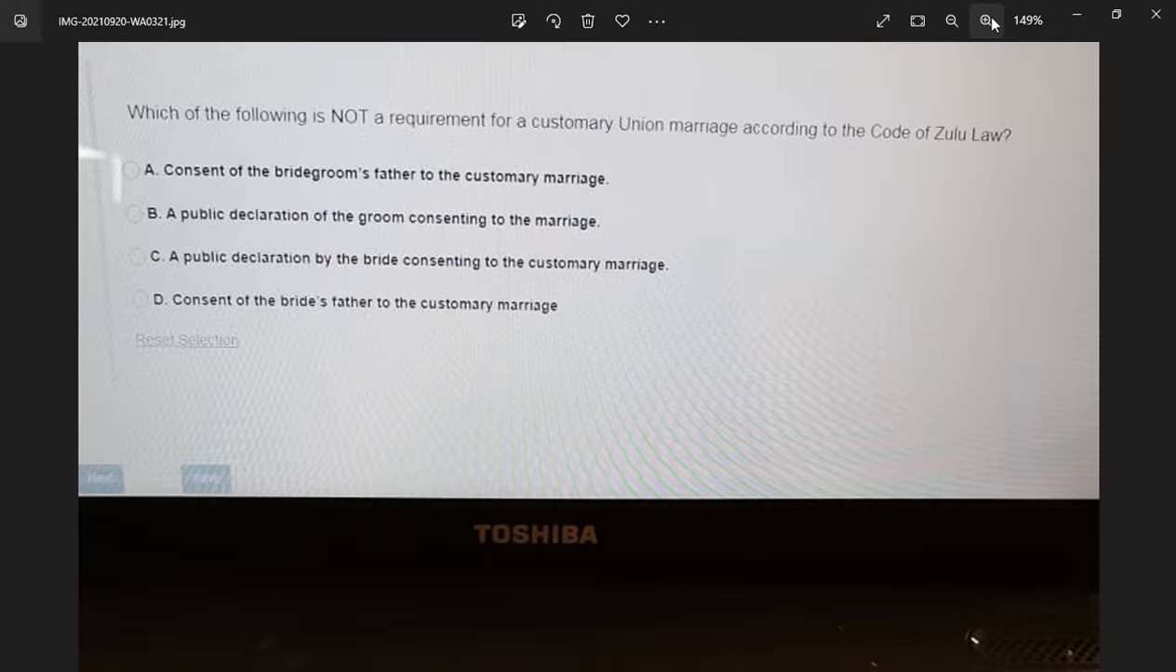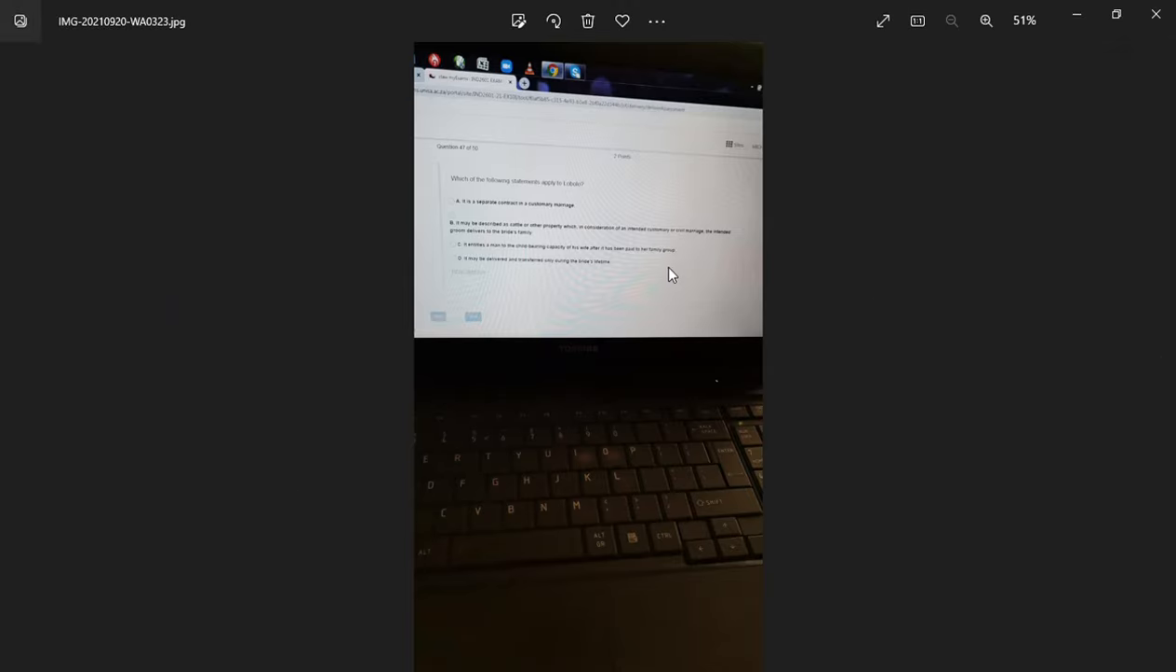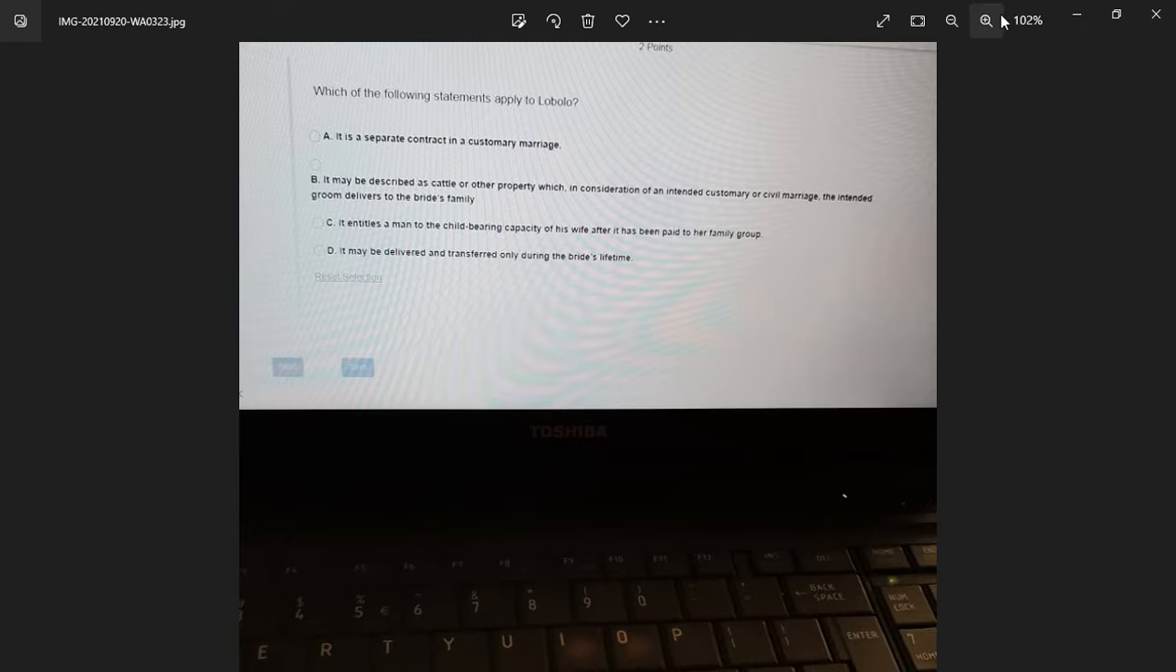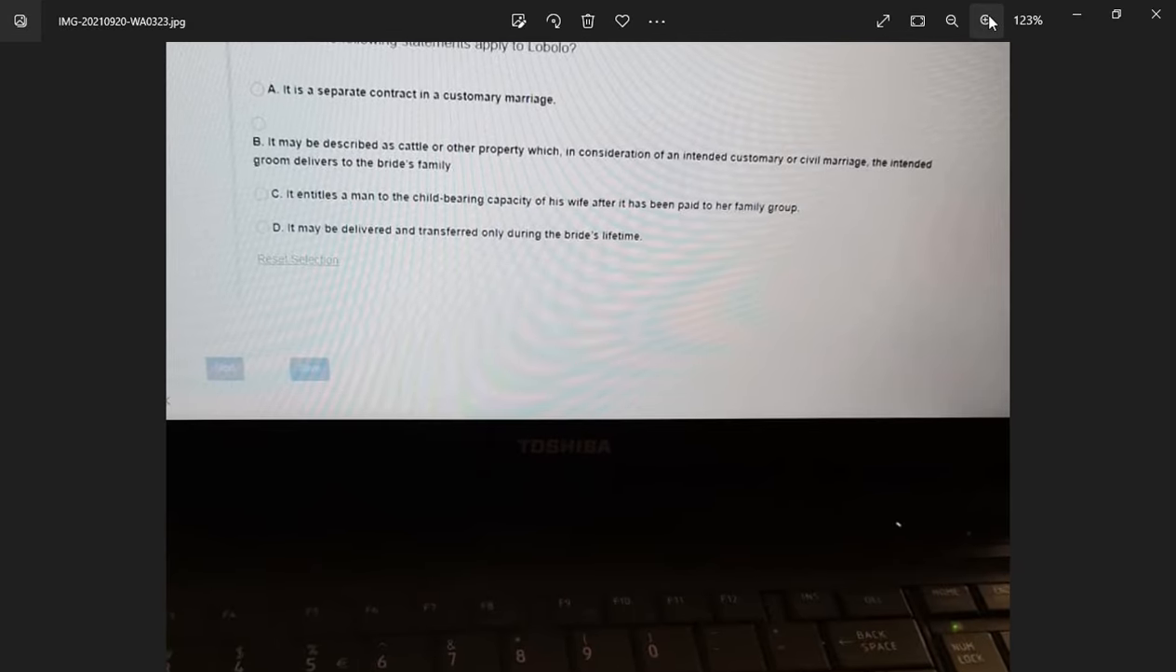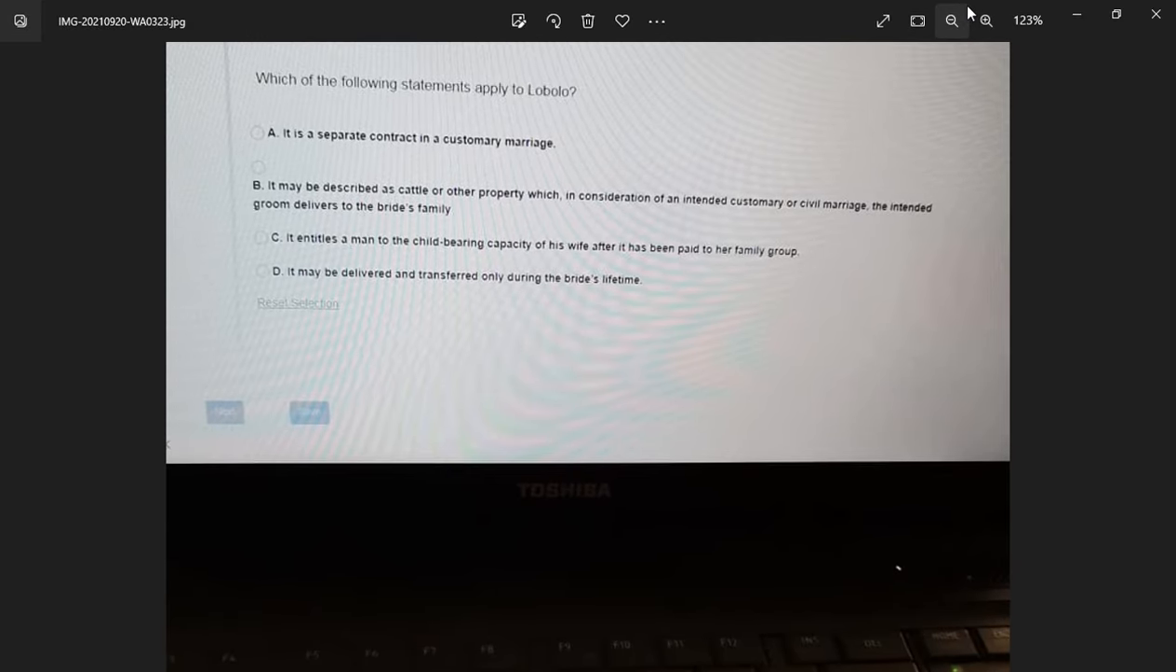Which of the following is not a requirement for a customary union marriage according to the Code of Zulu law? Which of the following statements apply to lobolo?